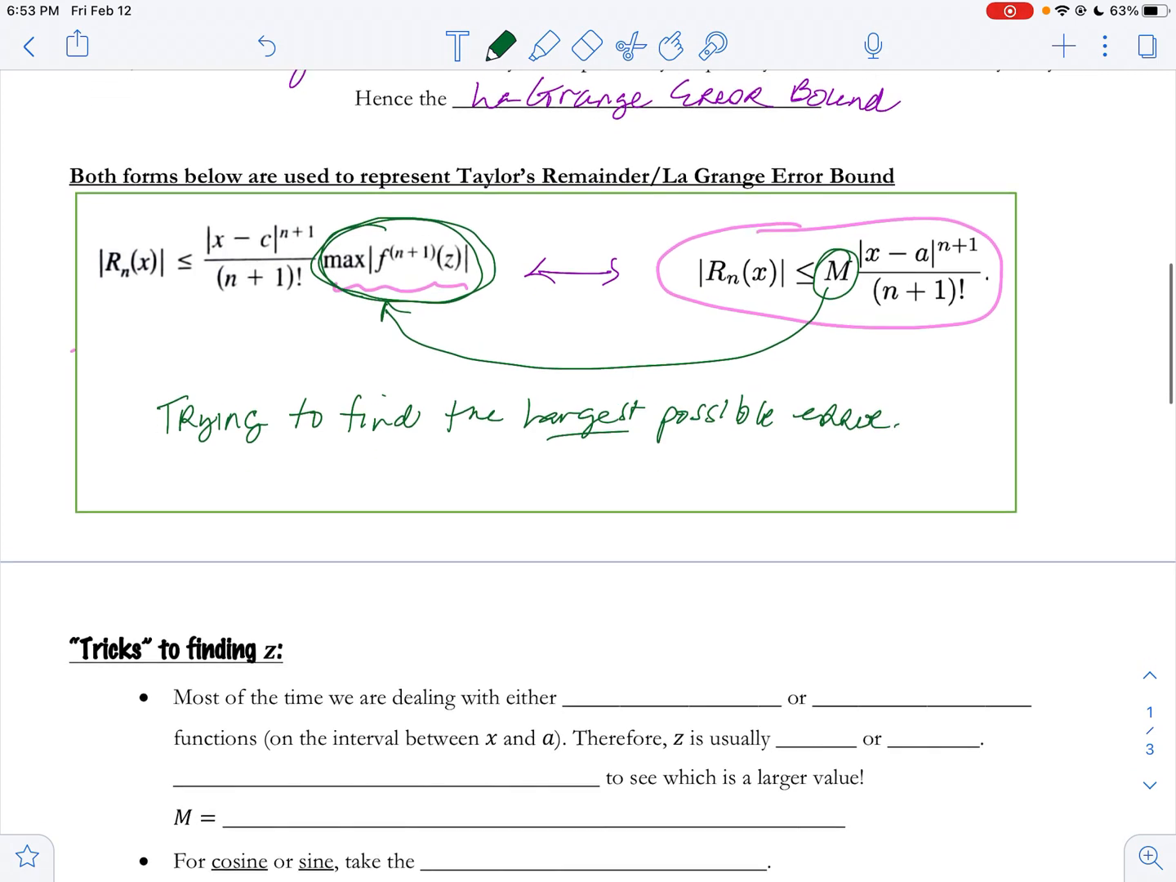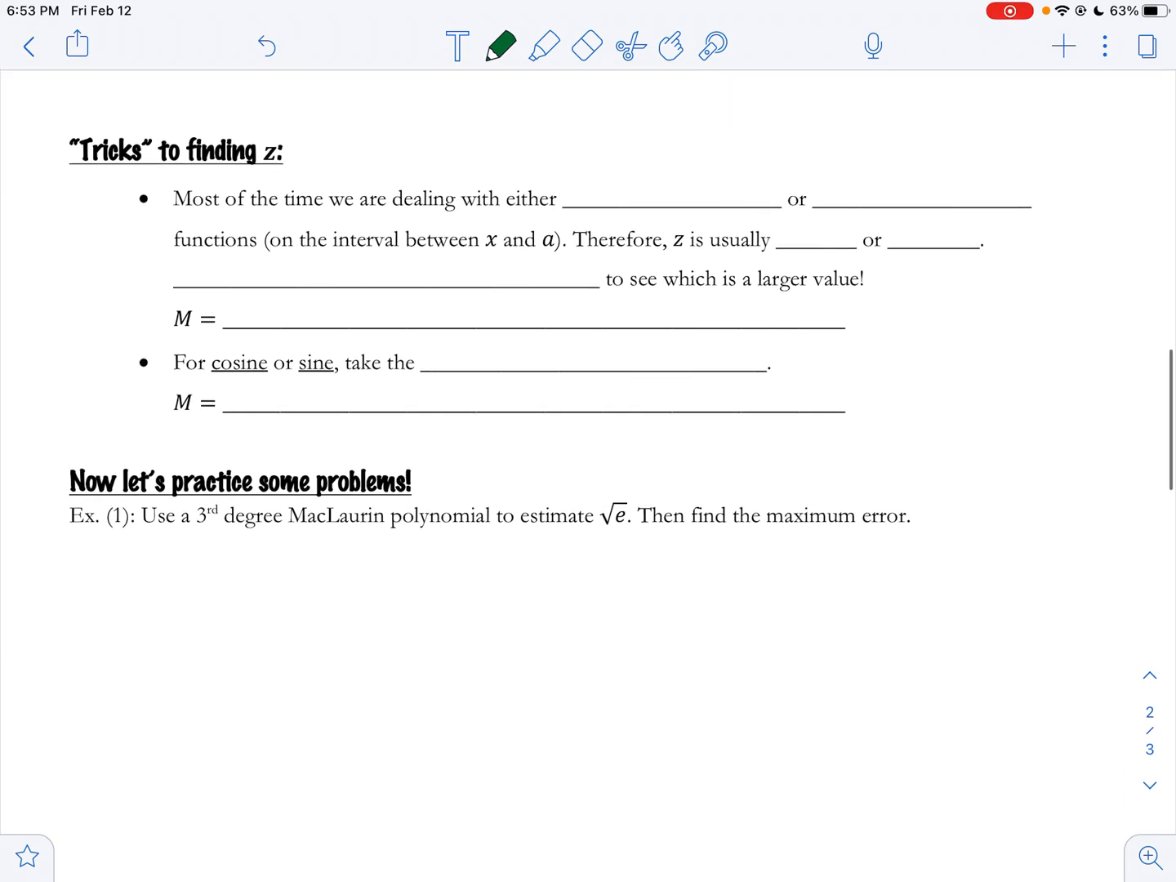Okay, so tricks for finding z. Most of the time, we are dealing with either an increasing or decreasing function, at least within the interval that we're talking about, because our intervals are small. They're like between 0 and 0.1, or 1 and 1.2 or something like that. So generally, not every single time, but generally we're dealing with either an increasing or decreasing function.